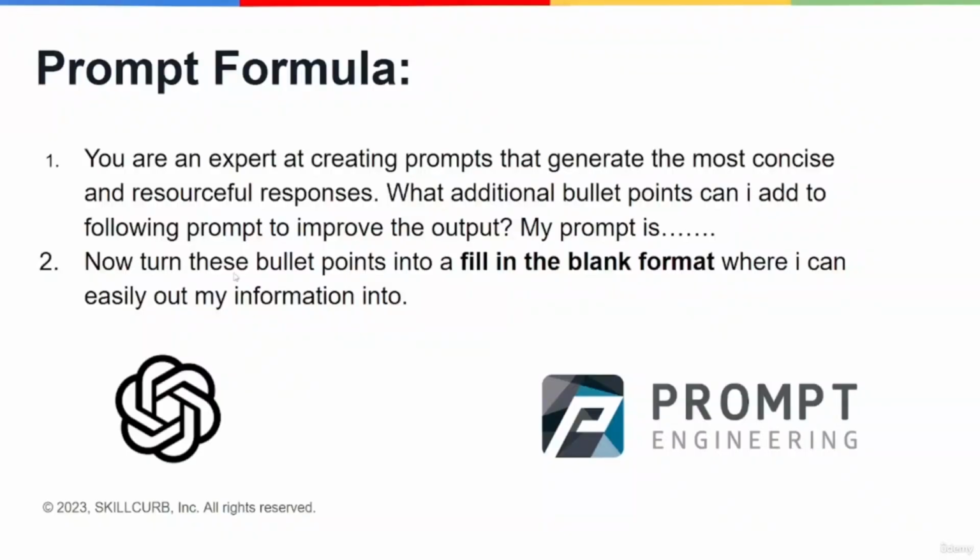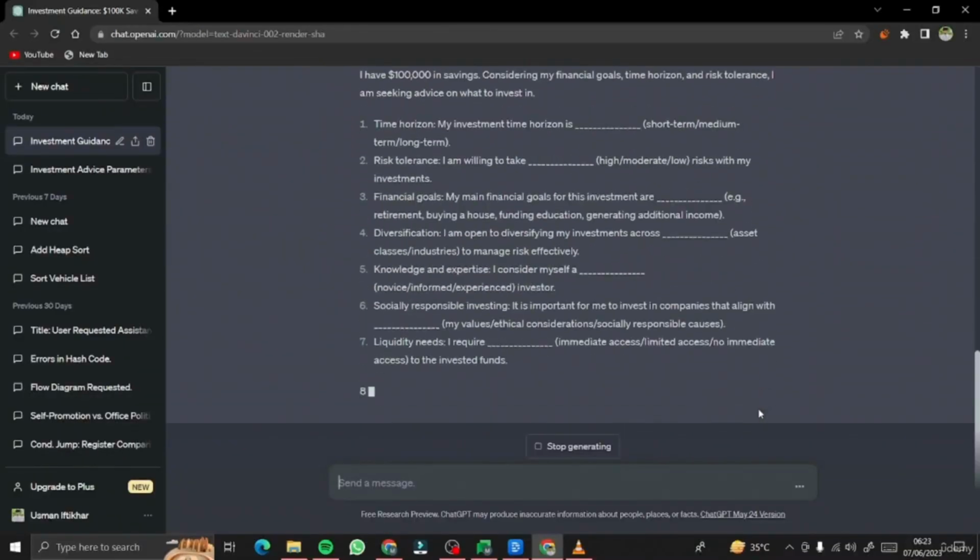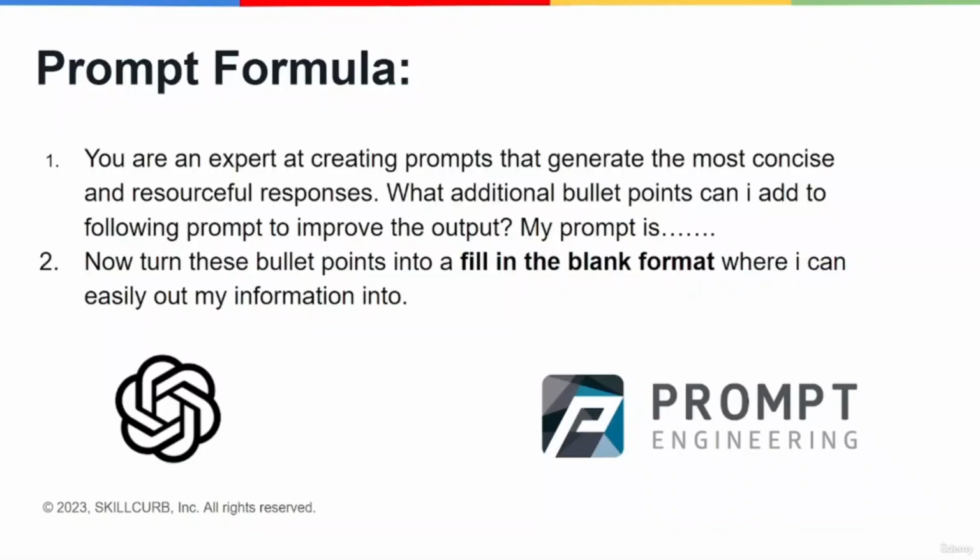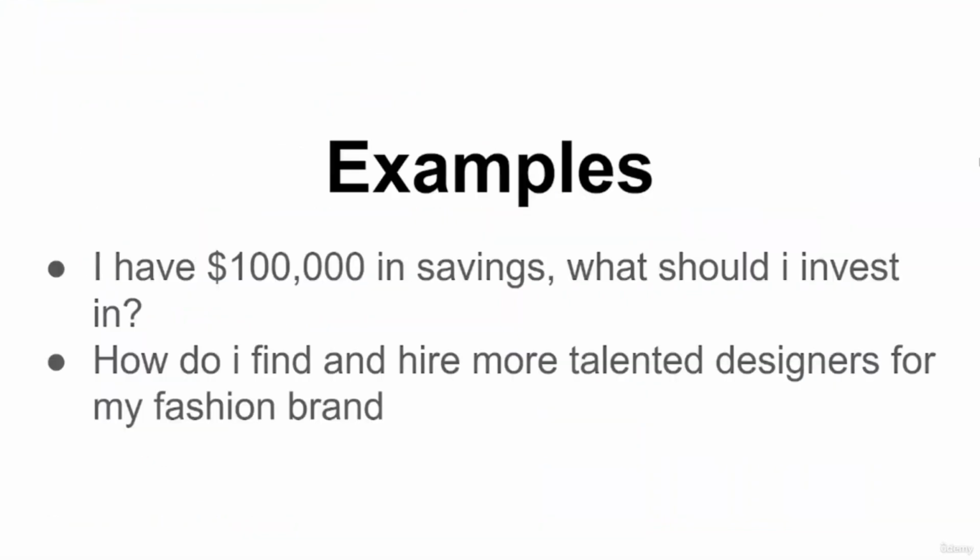And then after it gives you the whole output, you're going to say again, now turn these bullet points into a fill in the blank format where I can easily insert my information. Then it will give you a very good, proper fill in the blank format that will be very easy for all of you to put your information in. So these are basically the examples we will be doing today. Let's not waste any time and dive right into ChatGPT and proceed with our lab.